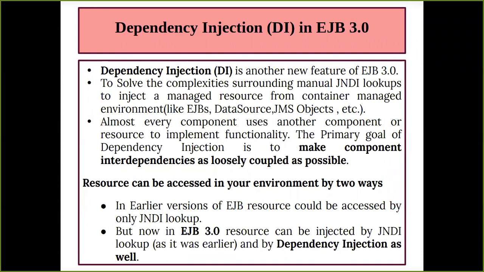That was also introduced in your EJB third version. It was a new feature introduced in EJB 3.0. It was solving the complexity that was being generated with JNDI lookups. I hope everybody knows about JNDI. It is the Java Naming and Directory Interface. Why is it used?